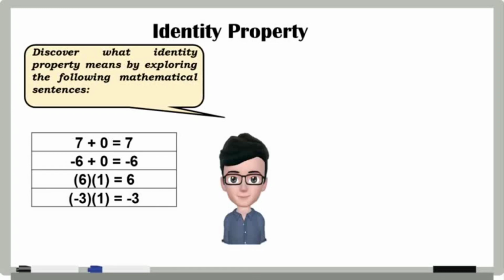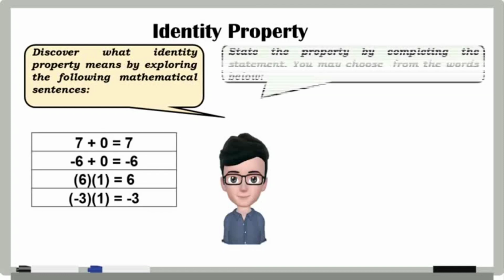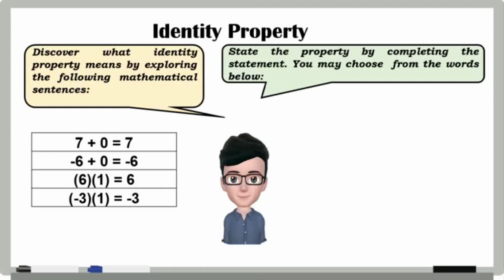7 plus 0 equals 7. Negative 6 plus 0 equals negative 6. 6 times 1 equals 6. Negative 3 times 1 equals negative 3. Okay, now, state what identity property is by completing the statement.